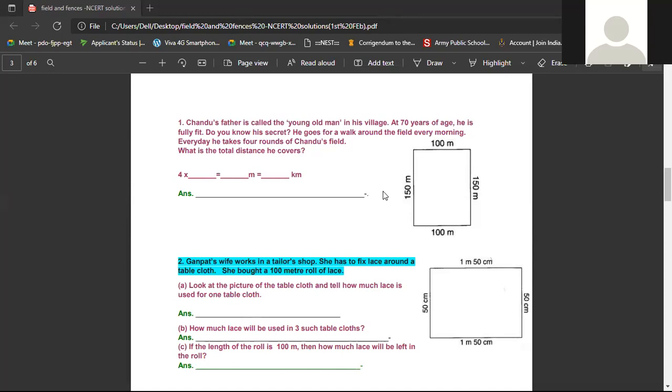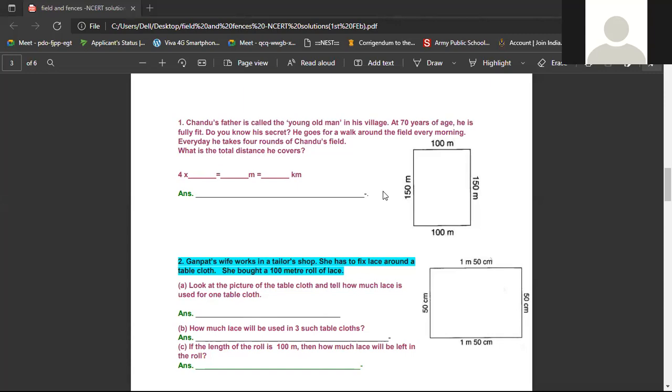Coming to the problem. Now, I will ask one by one. Okay? CH Pallavi, are you there in the class or not? Because I can't see you since the beginning, your camera is off. CH Pallavi, are you there? I'm there, sir. Why is your camera off, ma'am? I have a signal problem, sir.